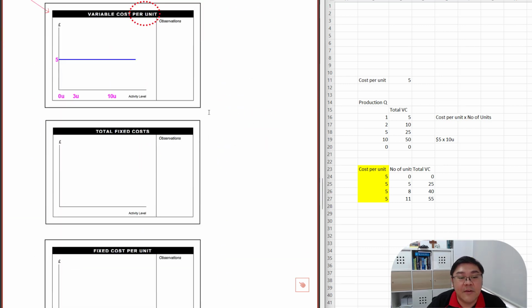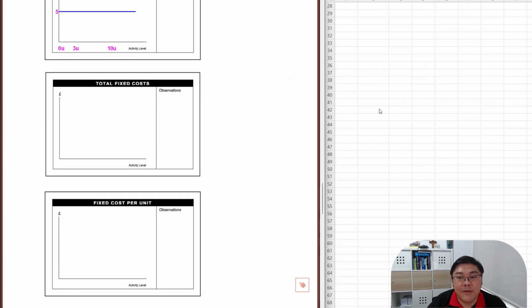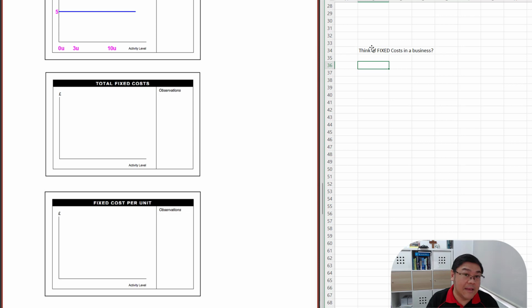Now, if your cost is going to be the same, for example, can you think of a fixed cost in a business? Let's say you're going to operate a restaurant. Okay, restaurant is not a nice word for people nowadays.